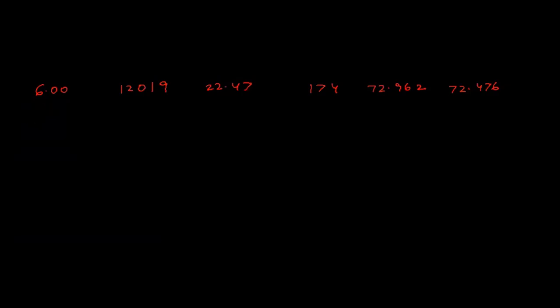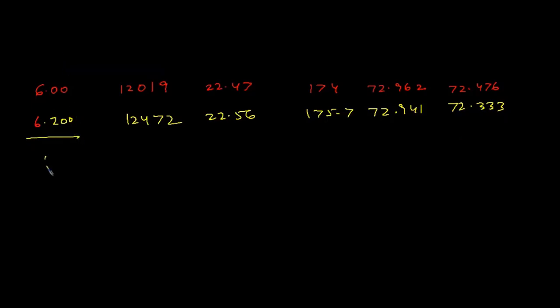And the next is draft 6.2, displacement 12472, then 22.56, 175.7, 72.916, 72.941, and 72.33. There has to be some variation in the system. So here, what is the difference? 0.2. And let's calculate the differences.